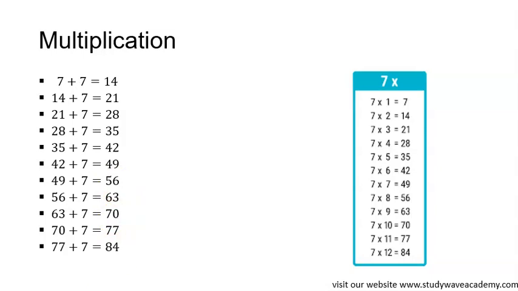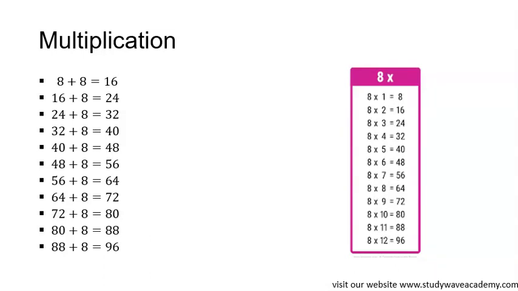Now let's look at 8 times table. 8 times 1, 8. 8 times 2, 16. 8 times 3, 24. 8 times 4, 32. 8 times 5, 40. 8 times 6, 48. 8 times 7, 56. 8 times 8, 64. 8 times 9, 72. 8 times 10, 80. 8 times 11, 88. 8 times 12, 96.